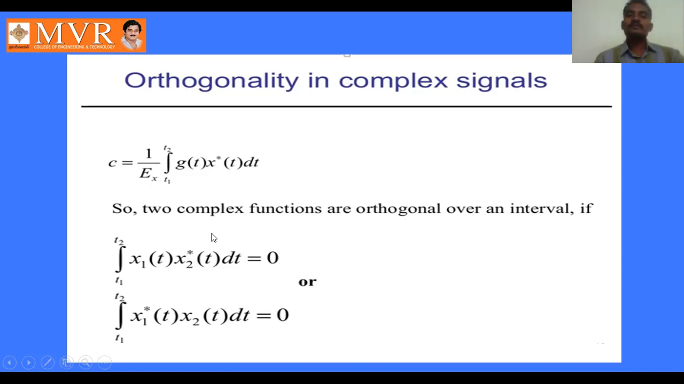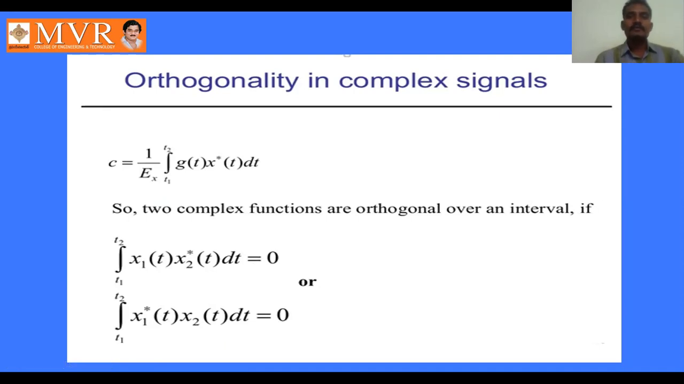Two complex functions are orthogonal over an interval t1 to t2 if the integral t1 to t2 x1 of t x2 star of t dt is equal to 0, or integral t1 to t2 x1 star of t into x2 of t dt is equal to 0. If these two signals are not complex signals, and g of t and x of t are two real signals, then this condition becomes integral t1 to t2 g of t into x of t dt equal to 0, or integral t1 to t2 x of t into g of t dt equal to 0.